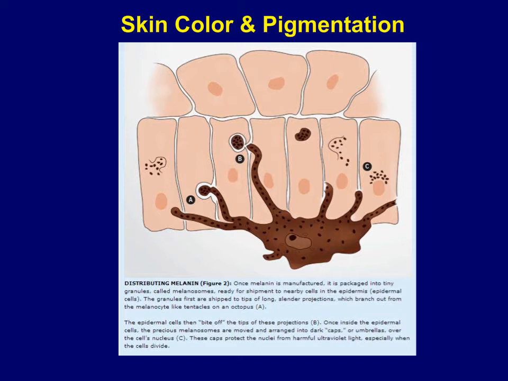However, you probably already know that tanning tends to be a temporary thing, that over time that tan is going to fade away, and that's because these melanosomes that are produced by the melanocytes are eventually broken down by the lysosomes, both within the melanocyte itself and also within the adjacent keratinocytes.